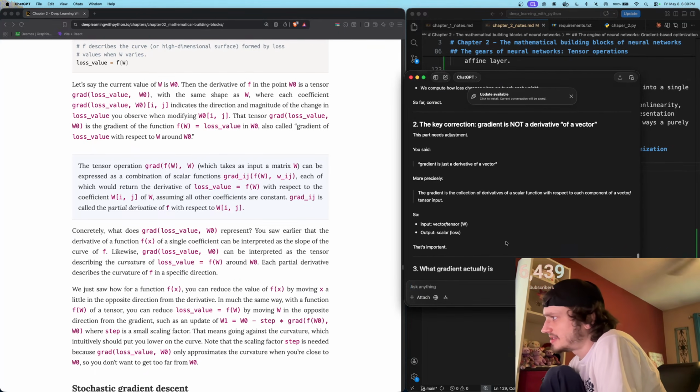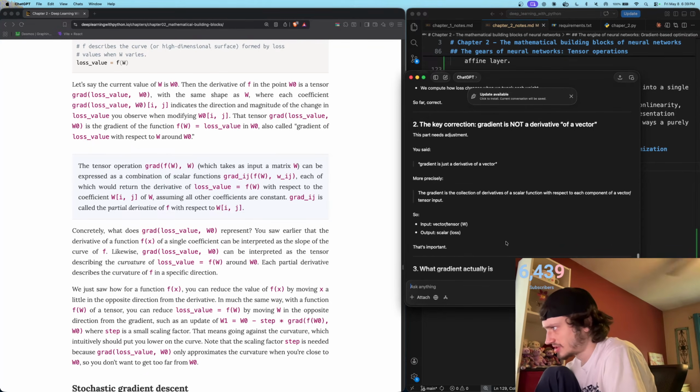The gradient is a collection of derivatives of a scalar function with respect to each component of a vector / tensor output. So, input is some tensor / vector W. Output is some scalar value, which is loss.